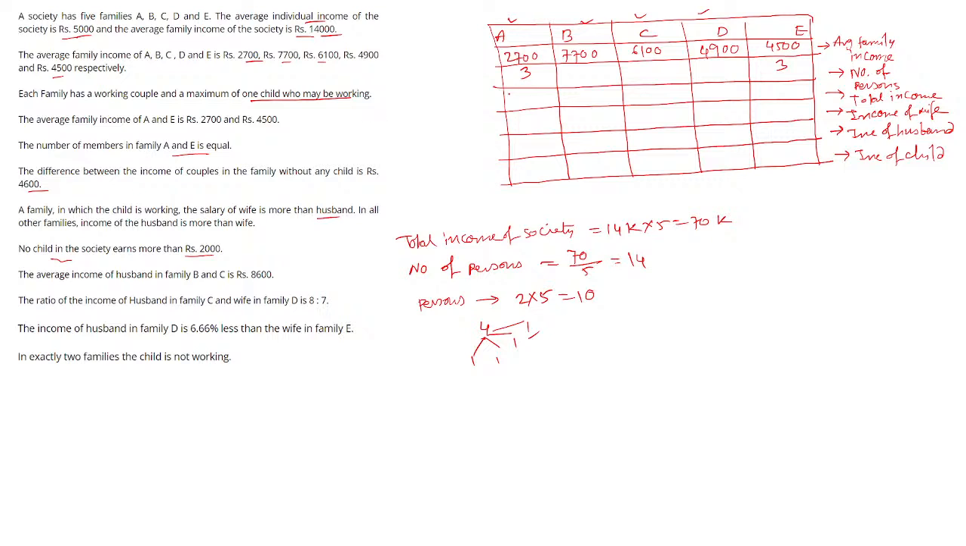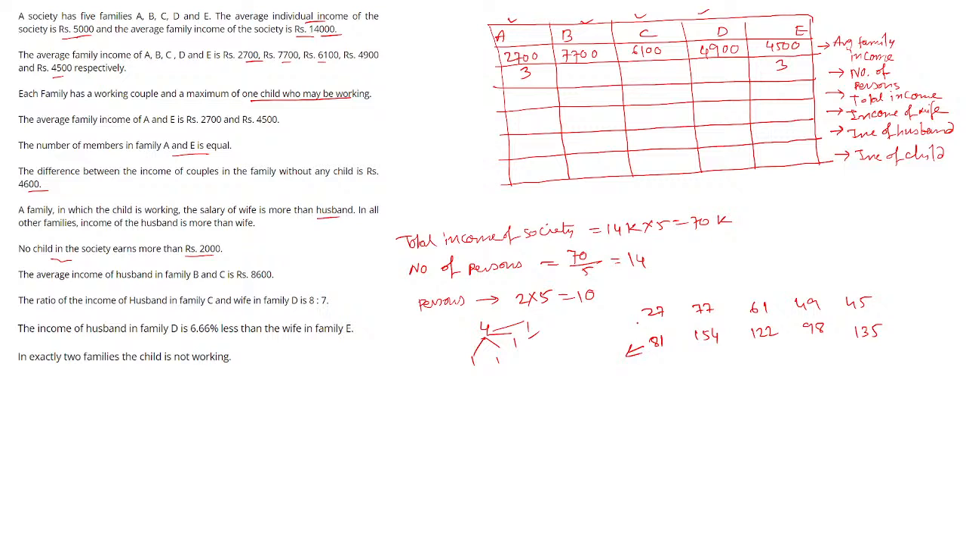Now see the individual family incomes: 2700, 7700, 6100, 4900, 4500. I am not writing the 100, just the values 27, 77, 61, 49, 45. Each family has at least 2 persons, but we already calculated that A has 3 family members and E has 3 family members. So what is the total income here? Omitting the 100 and taking the rest, 27 into 3 is 81, this is 135, and the rest with at least 2 persons gives 154, 122, and 98.